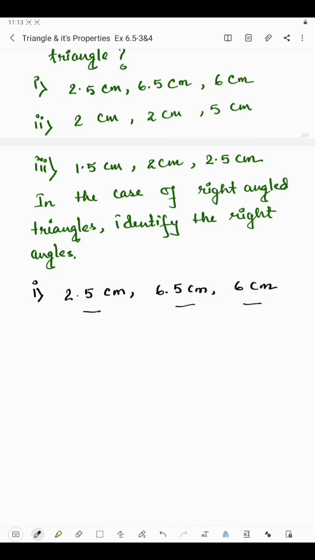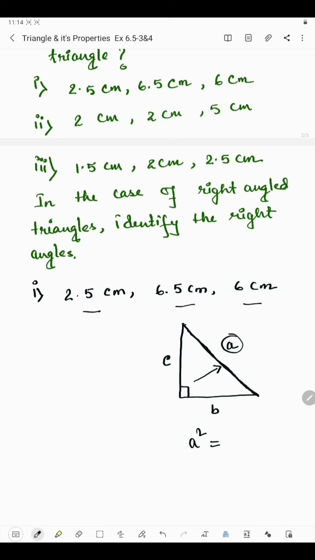Now what is the property of a right angle triangle? This is 90 degrees, and opposite the 90 degrees, this side is the longest side. Say this is A, this is B and this is C. By the Pythagoras theorem, the square of the longest side is equal to the sum of the squares of the other two sides.